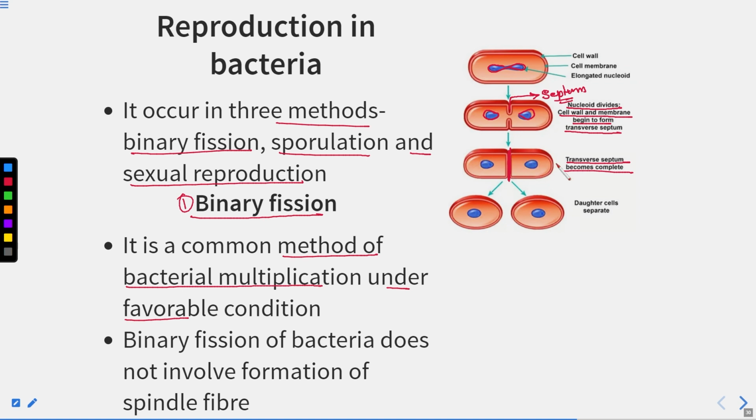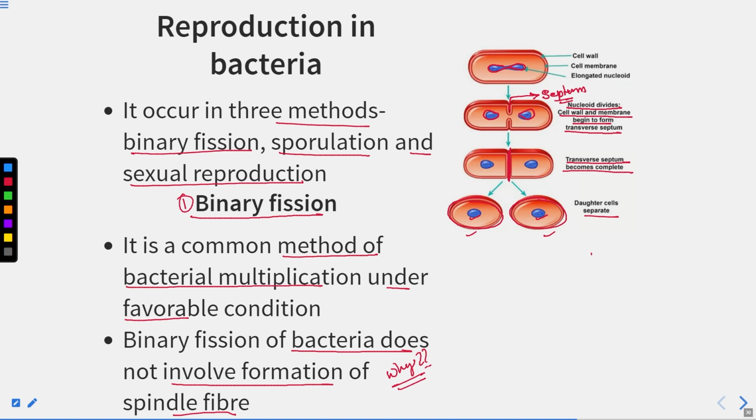Now here you can see the septum becomes complete, and the two daughter cells get separated. Now these two daughter cells each have a nucleoid structure in their cell. This binary fission of bacteria does not involve formation of spindle fibers. So there is no spindle fiber formation in the case of bacteria. Now I can ask why there is a need for spindle formation for division, and here they do not require it.